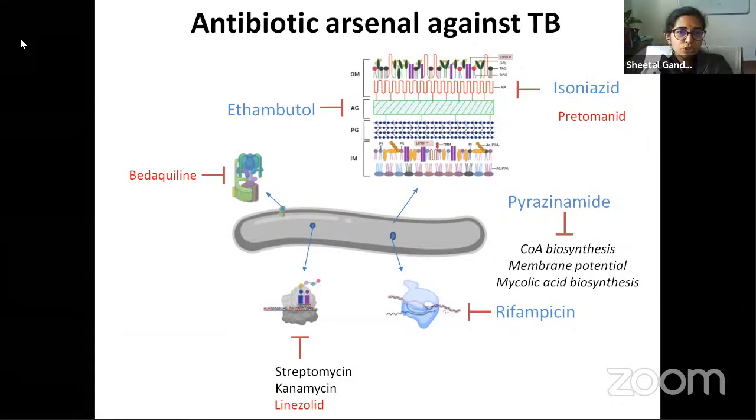So we have a huge arsenal against TB in terms of antibiotics, but we also know that the bacteria has the ability to develop resistance against each of these. And the more antibiotics that we develop, the more antibiotic resistance mechanisms we will encounter. But that doesn't mean we do not develop these, right? We are at a stage where we need more antibiotic targets. We need more antibiotics to deal with these targets and control the growth of bacteria or kill the bacteria.